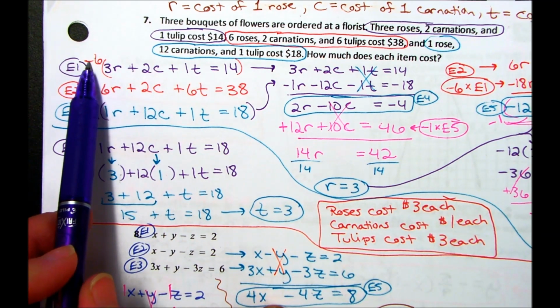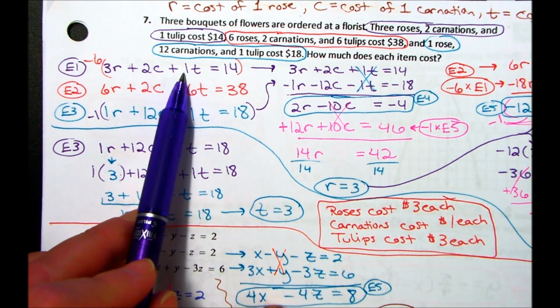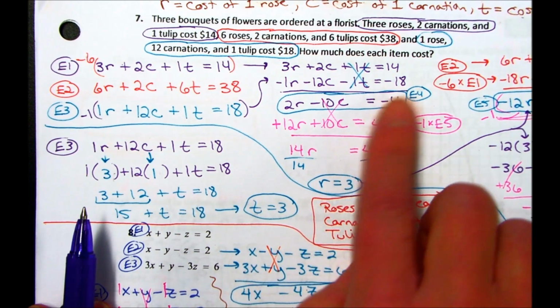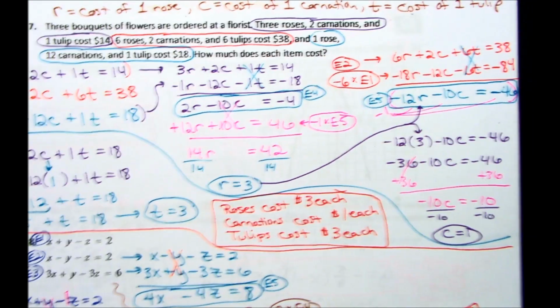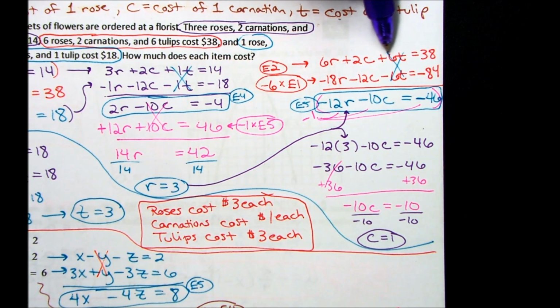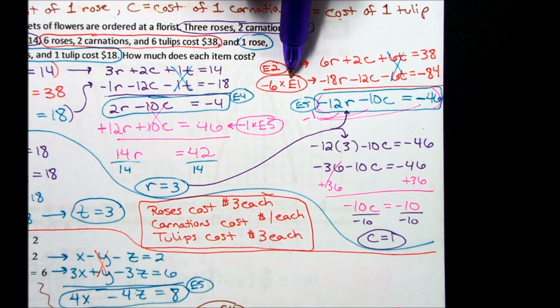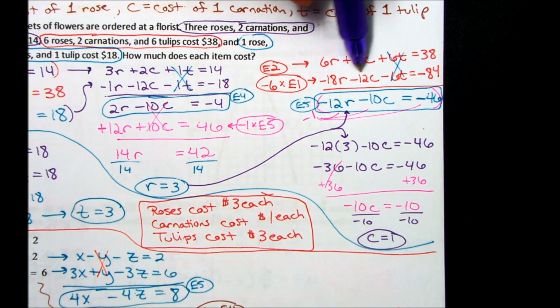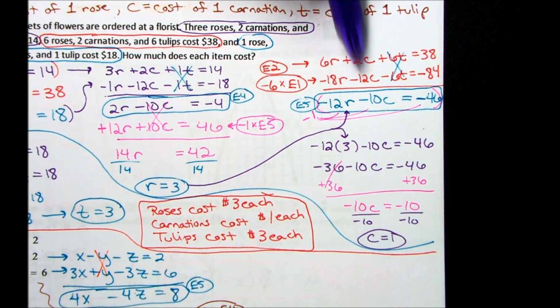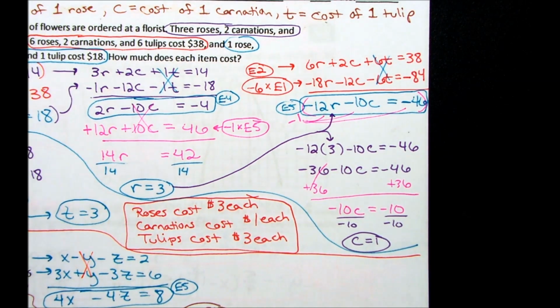So this negative 6 times all of these will give me a negative 6 there to cancel with the positive 6. All right, so I did that over here, this part that's in red. So I rewrote my second equation, 6r plus 2c plus 6t equals 38, and then I took the negative 6 times the first equation, which gives me negative 18r minus 12c minus 6t equals negative 84. Cross out your t's, combine your r's and your c's, and you get negative 12r minus 10c equals negative 46.